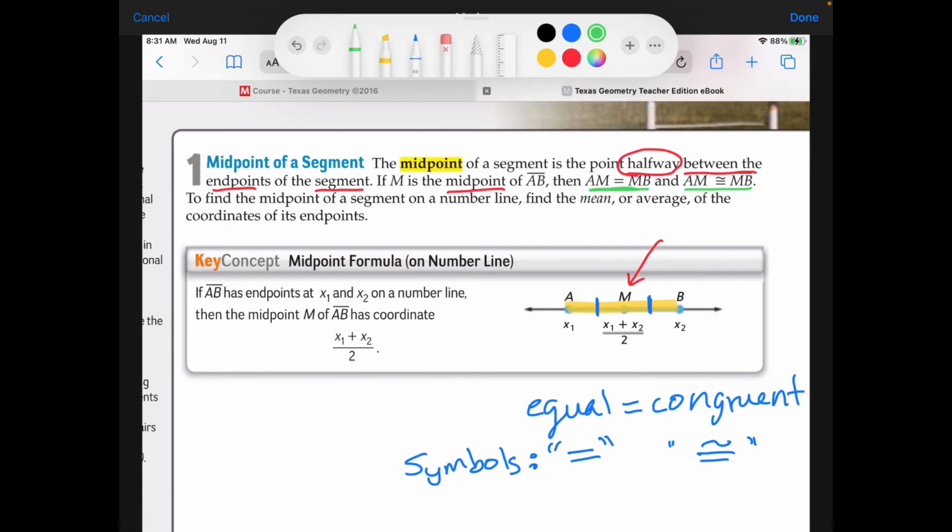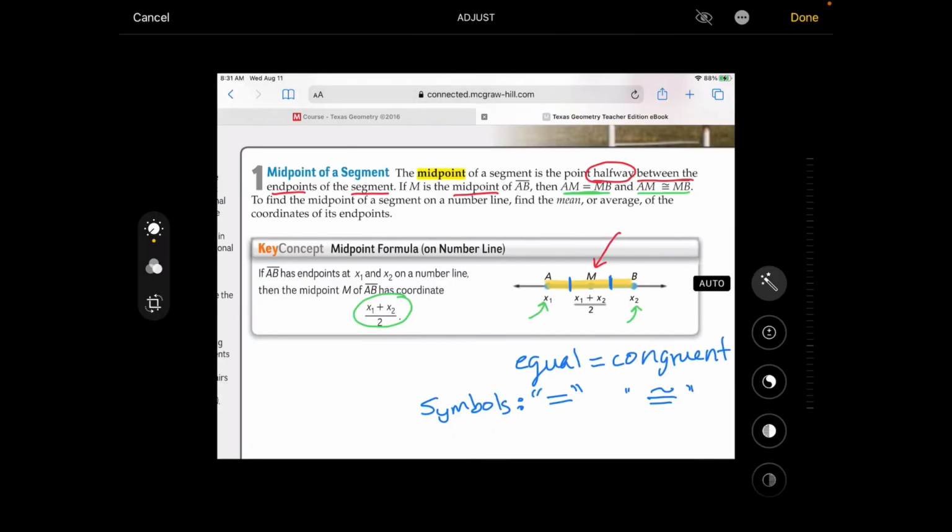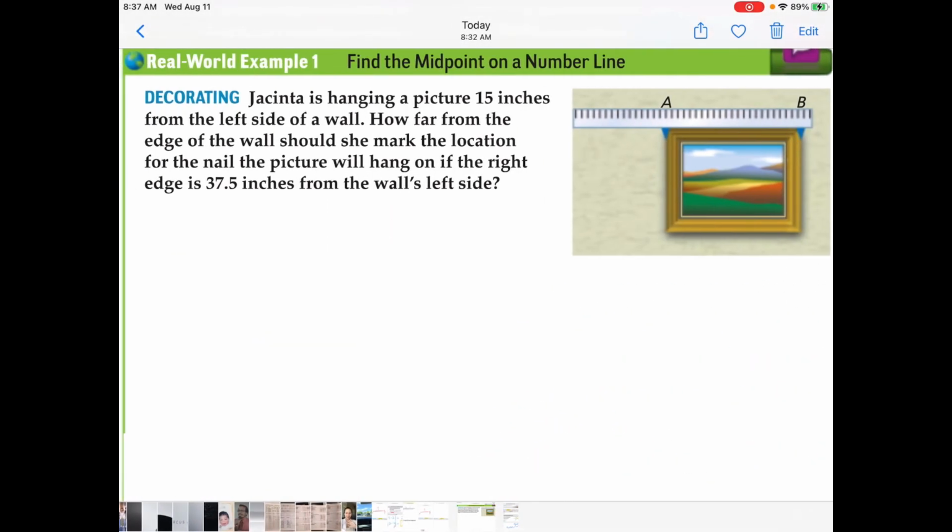Now, how do we find that point M? Well, we would have to find the average of the two endpoints using this formula. You take the first endpoint, add it to the other endpoint, and divide it by 2. So let's do an example of this.